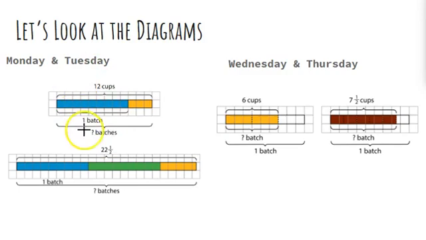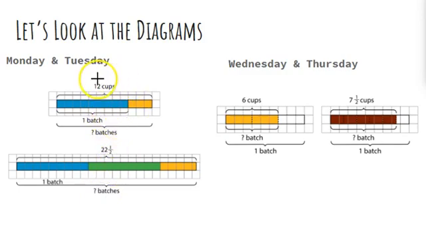Well, on Monday and Tuesday, if we think about it, we're going to actually get more than one batch, right? Because on Monday, we used 12 cups. On Tuesday, we used 22.5 cups. So we're making more batches on each of those days.